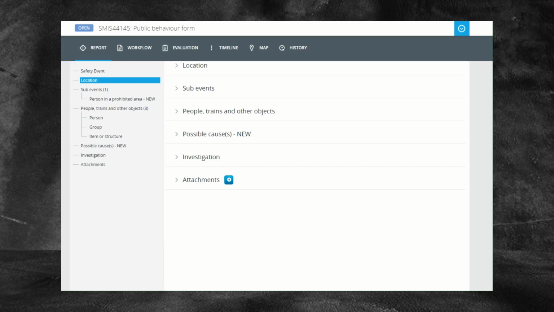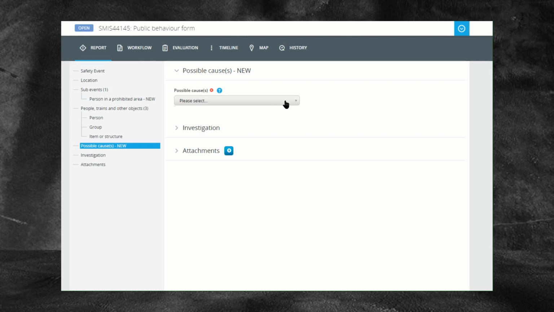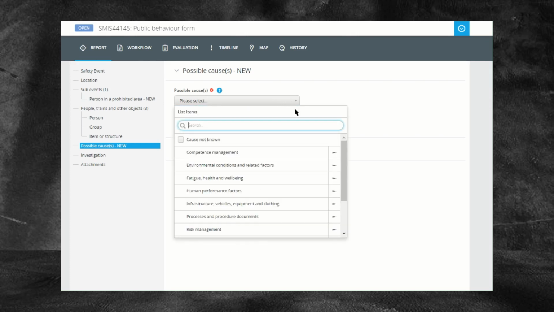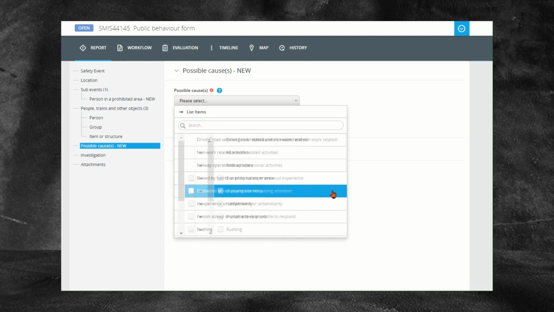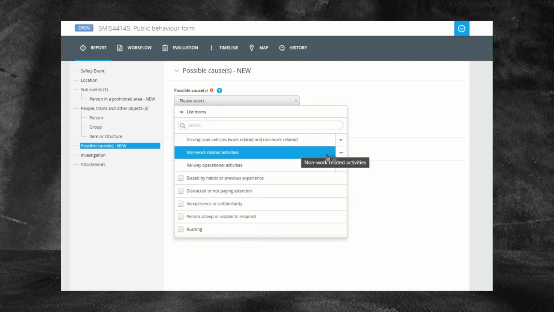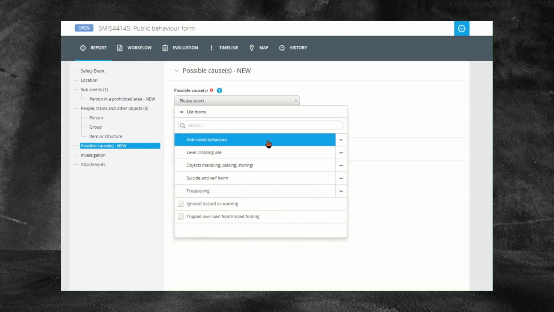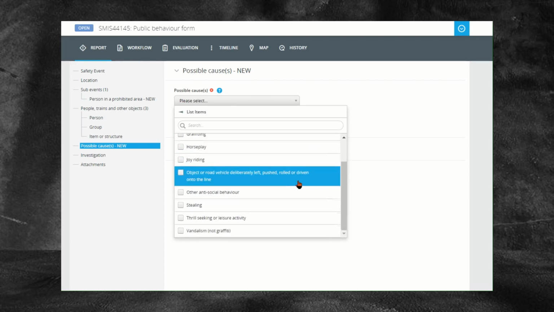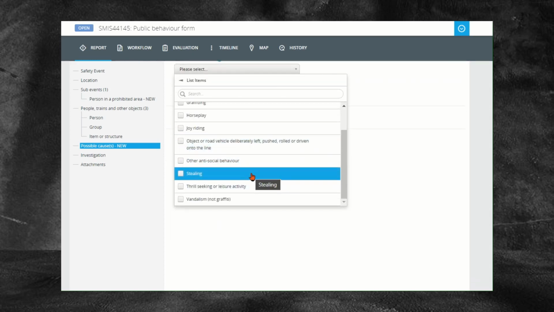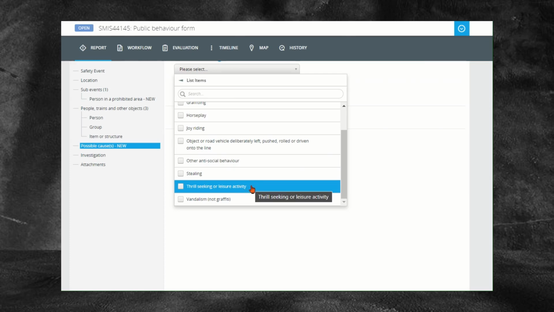Finally, let's go through some of the more common possible causes for the person in a prohibited area sub-event. So let's go to the possible causes section. If we open up the drop-down and go to human performance factors, non-work related activities. So first up, we've got the group of antisocial behaviour, where we'll find common causes such as stealing, thrill-seeking or leisure activity, and vandalism, not graffiti.